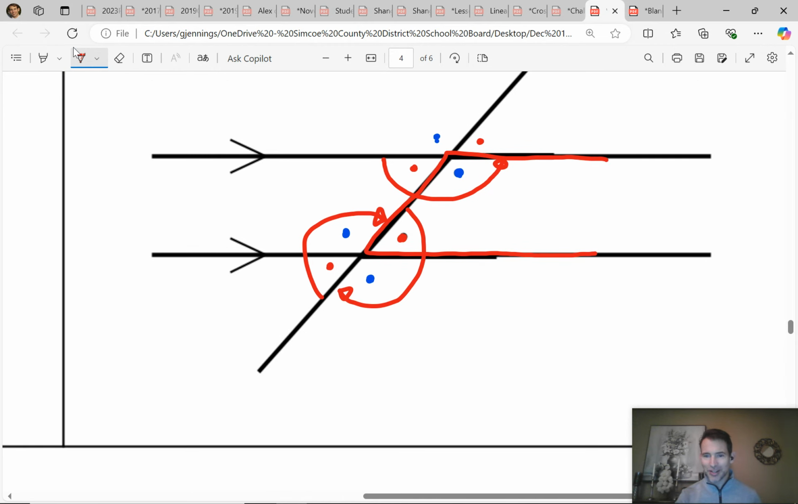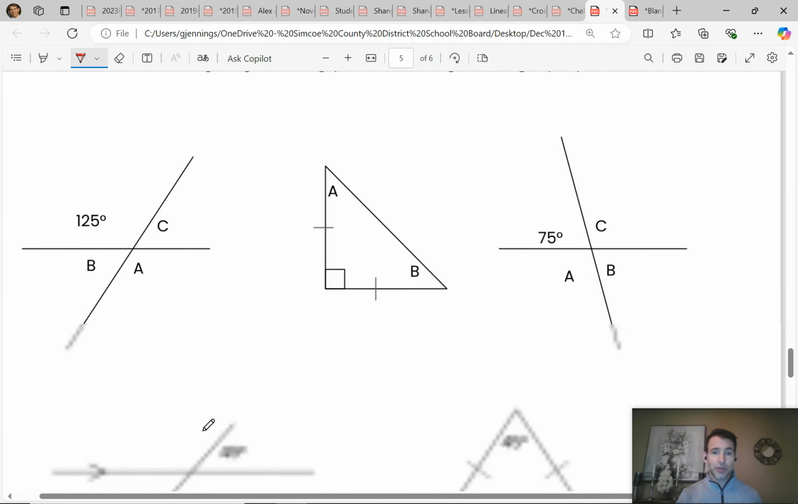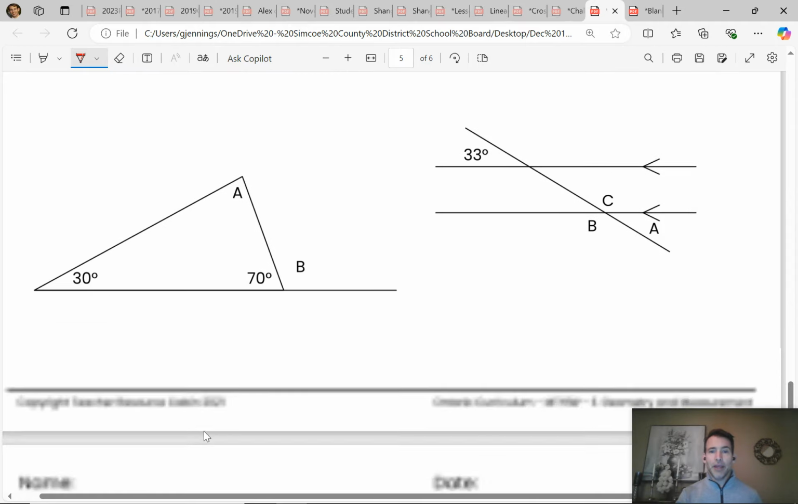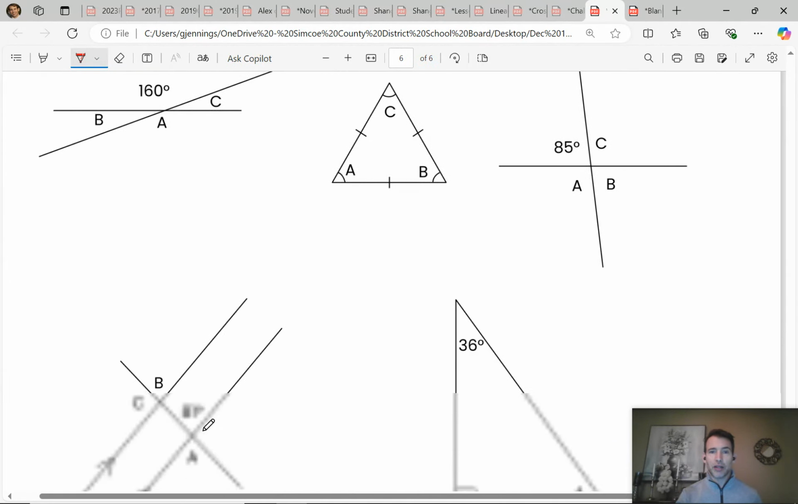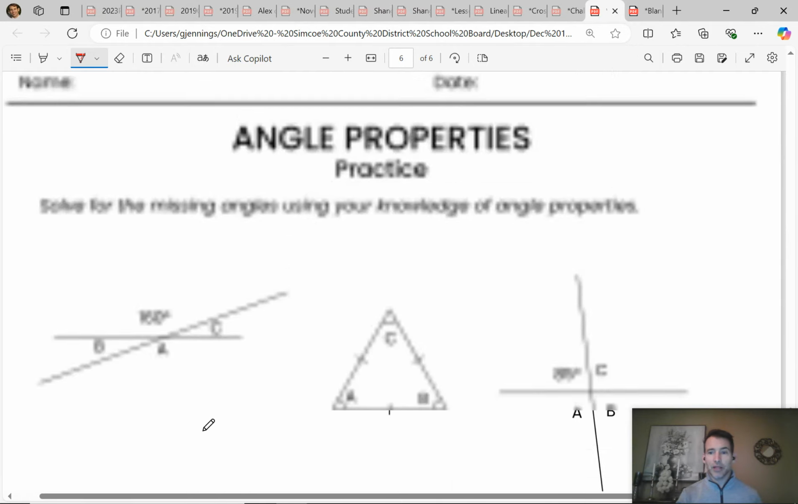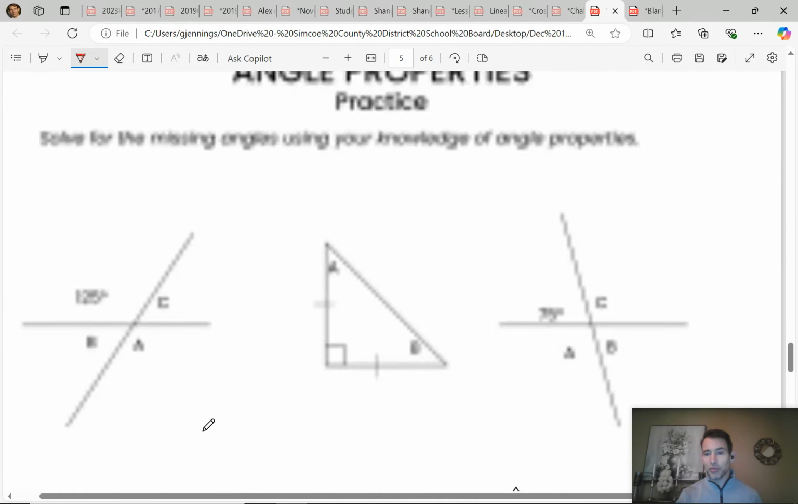Pretty straightforward. All right, so those are the angle properties. Use those to go ahead and find the measures of the different angles down here and work through those and practice all of these. And then, yeah, extra practice problems for you there.